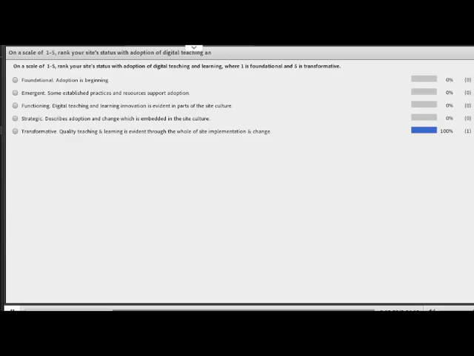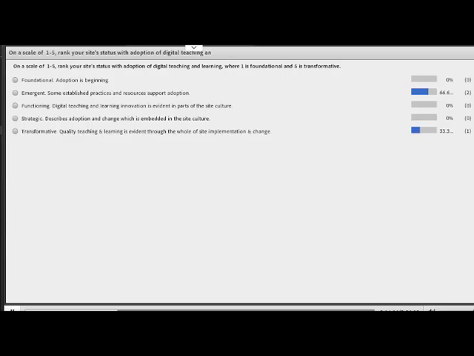Meaning, a description of transformative in relation to a whole of site approach is that everybody in the teaching staff are using quality teaching and learning with digital teaching and learning, and it's evident throughout the whole of the site, implementation and change. So what that means is that you really effectively have every teacher in school using digital teaching and learning effectively. The learners are using it. The parents know about it. They're involved in the strategy, and everybody has input.